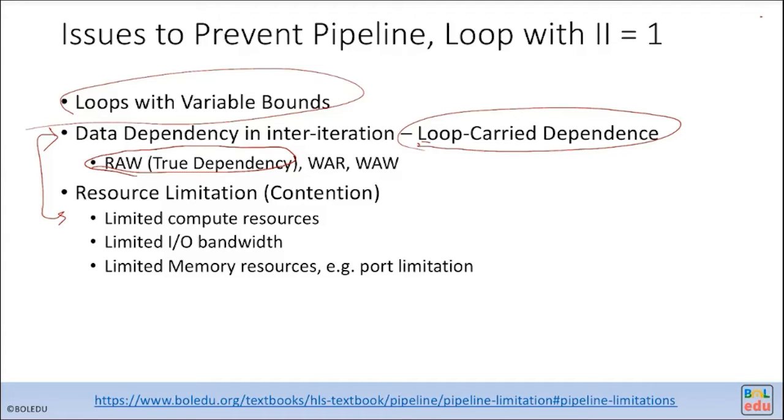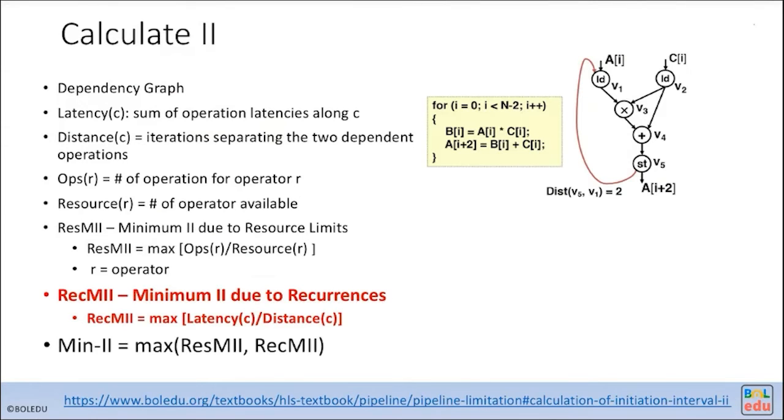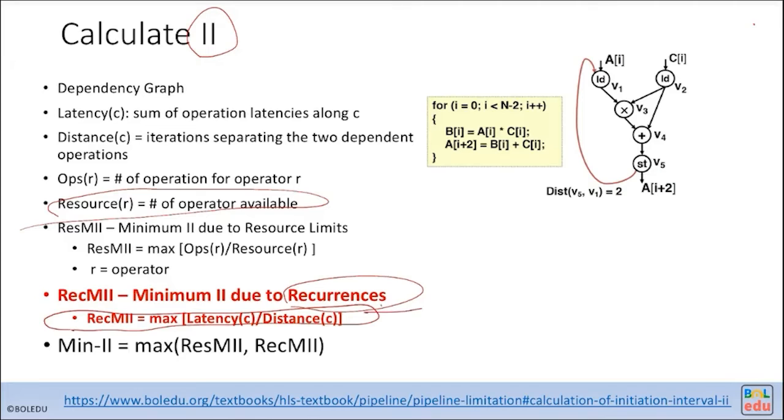Another thing that prevents the pipeline is the resource limitation. Resource could be computing resource, or I/O, or memory resource. So we introduced how you calculate II, subject to two constraints. One is the resource. Another one is due to the recurrence, that's the loop carried latency. Let's look at this equation, because this equation plays a very important role in pipeline optimization.